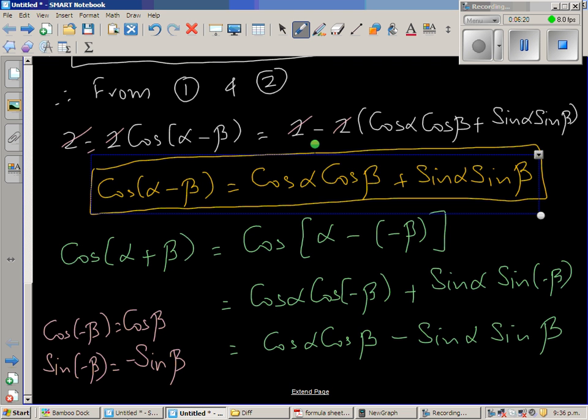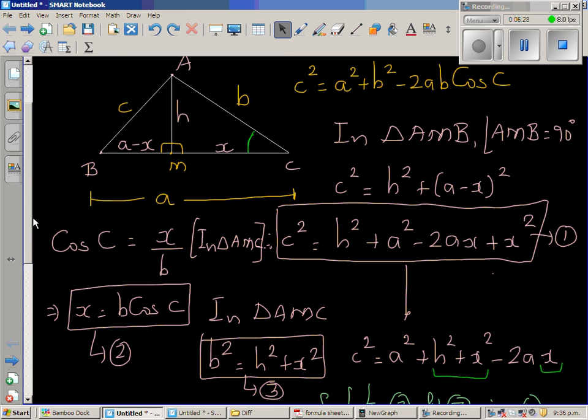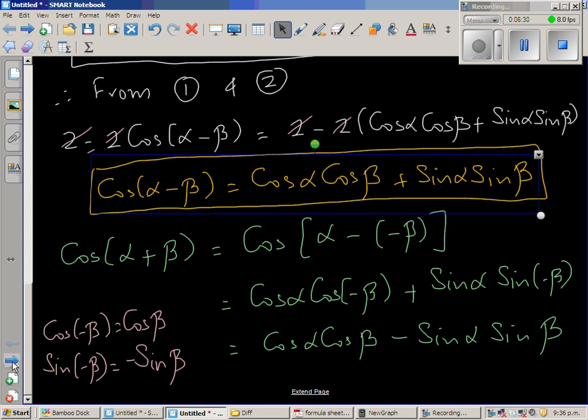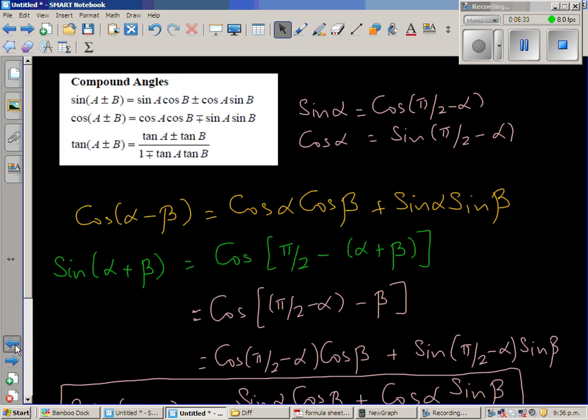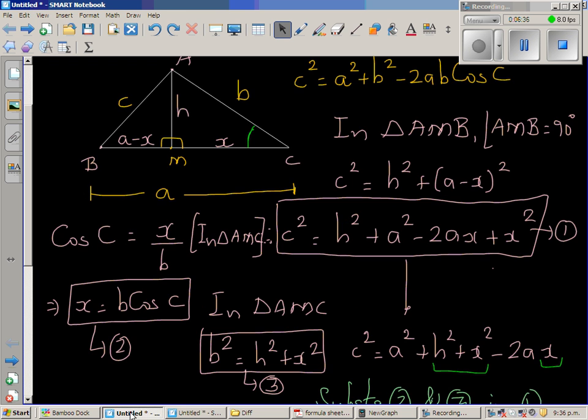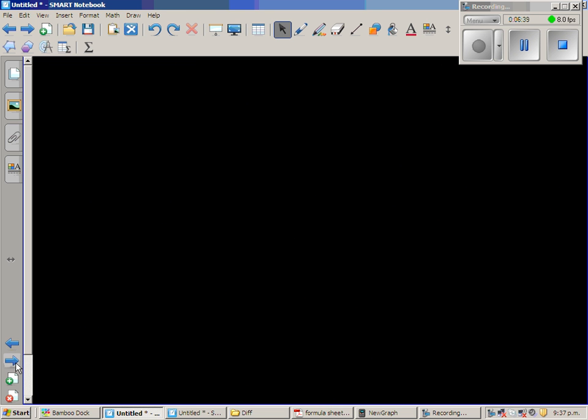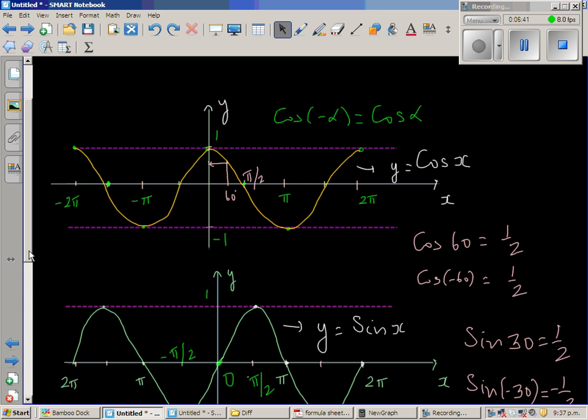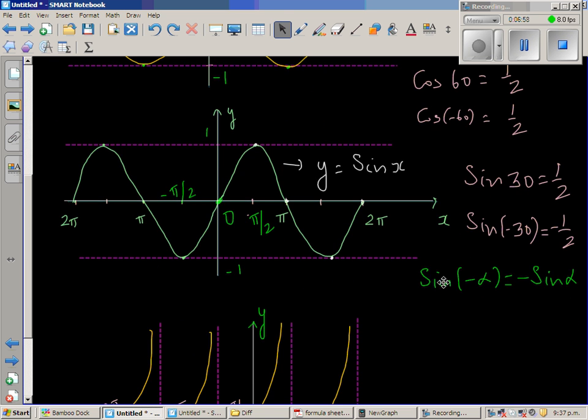I showed you the graph, I hope so. Let me find it. Yes, this was the sine graph, and this is the cosine graph. Cosine is symmetrical over the y-axis. So cos negative alpha is cos alpha, and sine negative alpha is minus sine alpha.